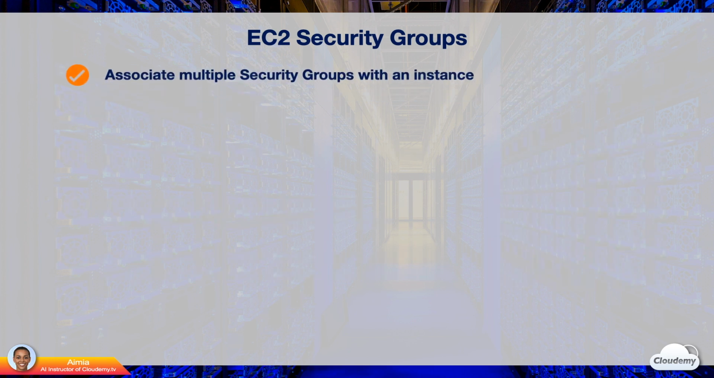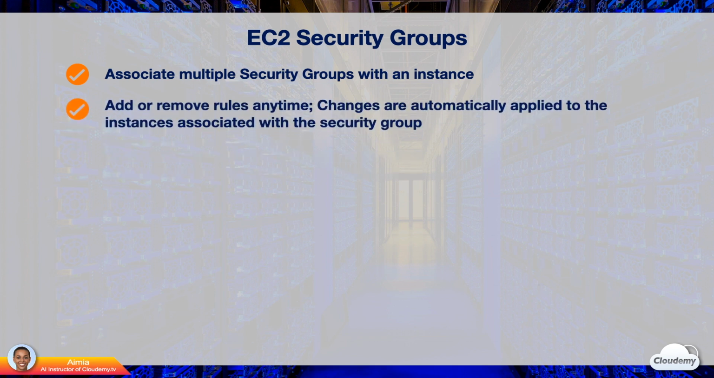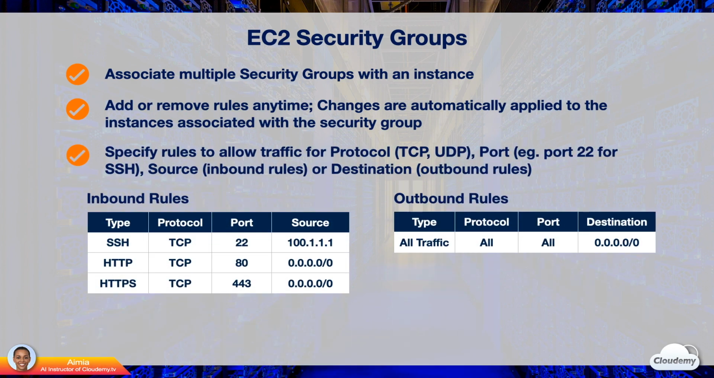You can associate multiple security groups with an instance. When you associate multiple security groups with an instance, the rules from each security group are effectively aggregated to create one set of rules. You can add and remove rules at any time. Your changes are automatically applied to the instances that are associated with the security group. You can only specify rules to allow traffic. You can't specify rules to deny traffic.